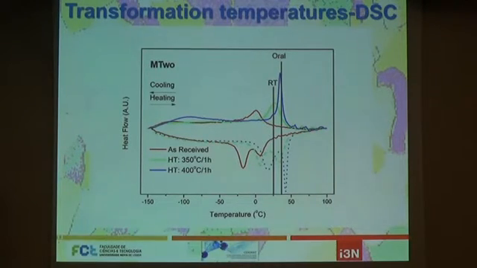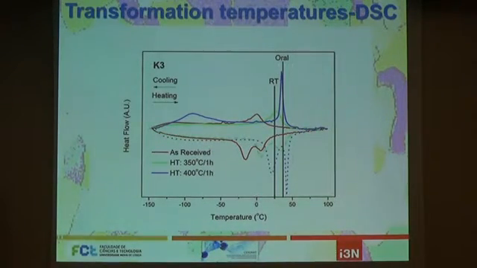We fixed our attention, for the reason of the in-service temperature of the material, the oral temperature, to be mostly possible austenitic. And we fixed our attention on two situations in terms of heat treatment, 350 and 400 degrees.